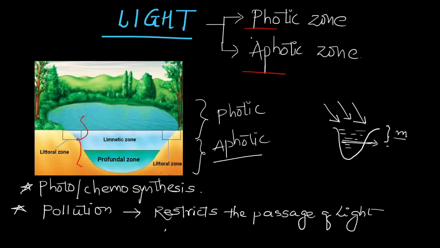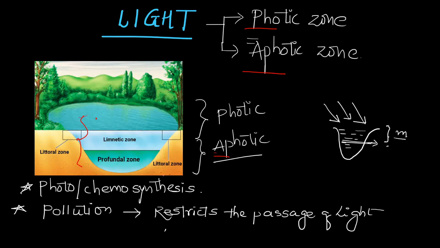Photic means where light can penetrate, the distance till where the light can actually penetrate, and that is known as the photic zone. And similarly where light cannot penetrate, that is the aphotic zone. As simple as that. Okay, so what is the difference between photic and aphotic zone?